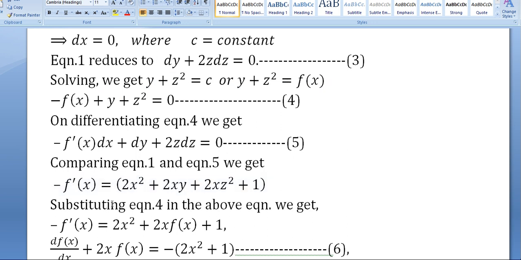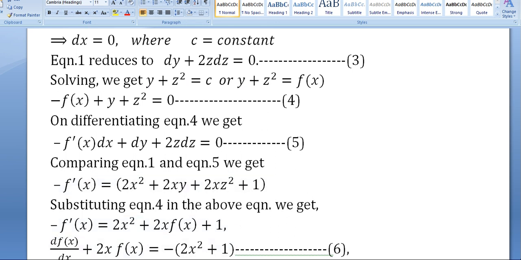So here I will substitute that in this equation. We will write minus f dash of x as it is, 2x square as it is. In these two terms I will take 2x as a common factor. Then we have the term y plus z square. So y plus z square is nothing but f of x plus 1.